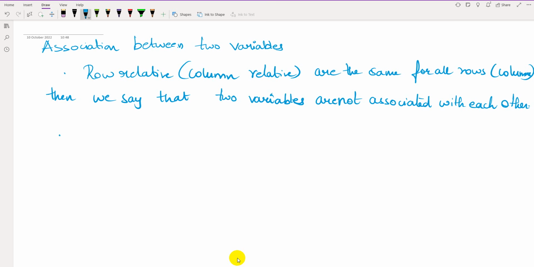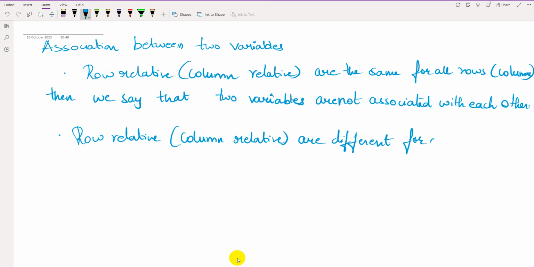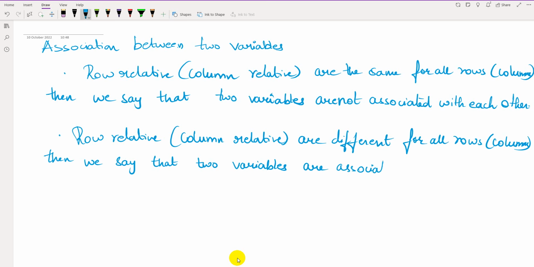If they are associated, how can we say they are associated? When the row relative or column relative frequencies are different for all rows or columns, then we say that the two variables are associated with each other.